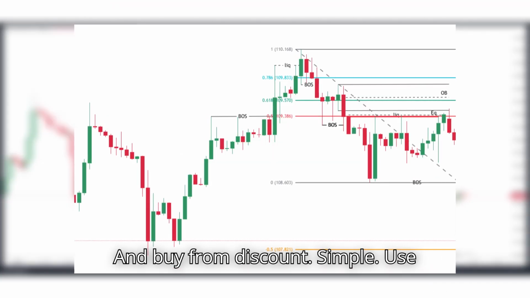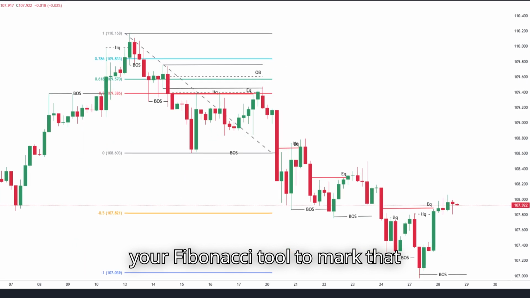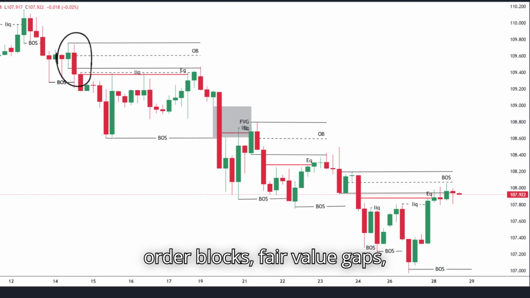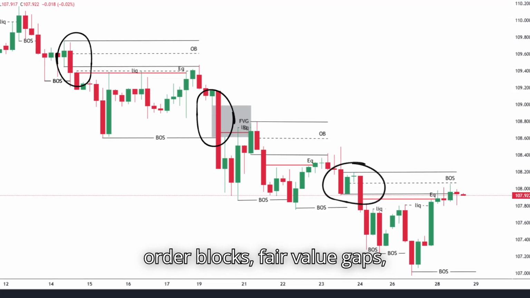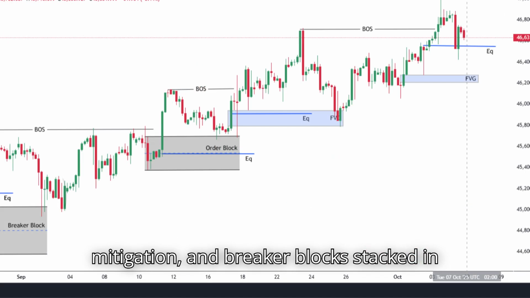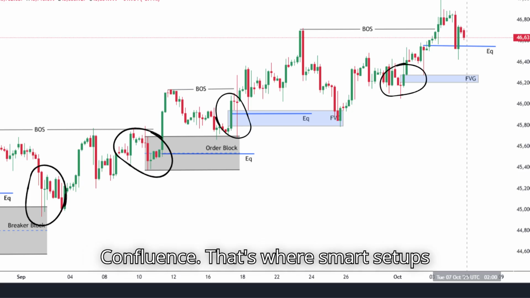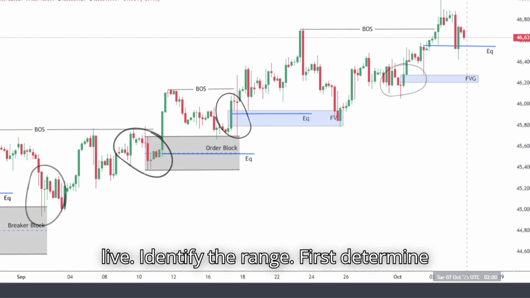Simple. Use your Fibonacci tool to mark that 50% equilibrium, then locate PD arrays, order blocks, fair value gaps, mitigation and breaker blocks stacked in those premium or discount zones. That's confluence. That's where smart setups live.